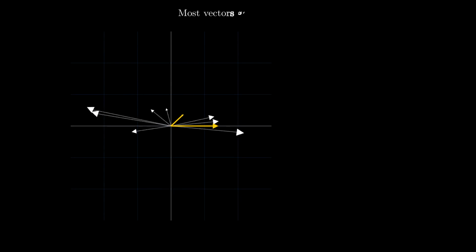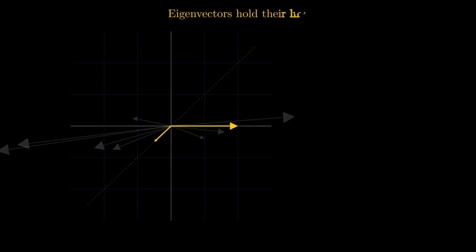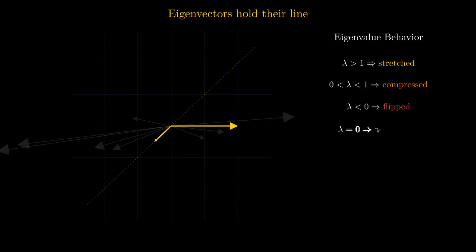Every matrix transforms space. Most vectors get scrambled, rotated, and rescaled beyond recognition, but the eigenvectors hold their line. The eigenvalues tell you exactly how each surviving direction behaves: stretched when lambda exceeds 1, compressed when lambda falls between 0 and 1, flipped when lambda is negative, and annihilated when lambda equals 0.